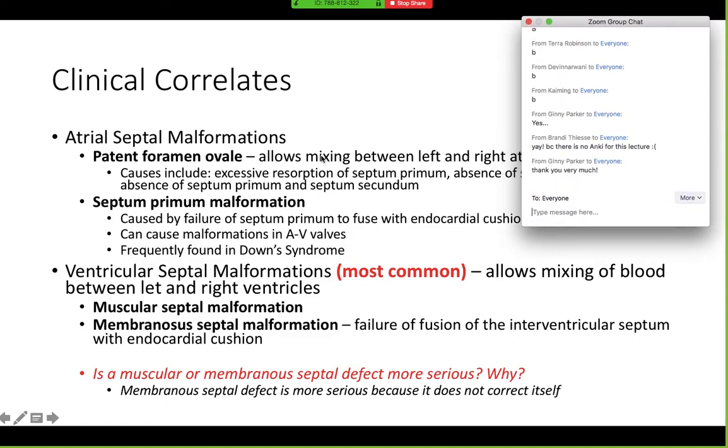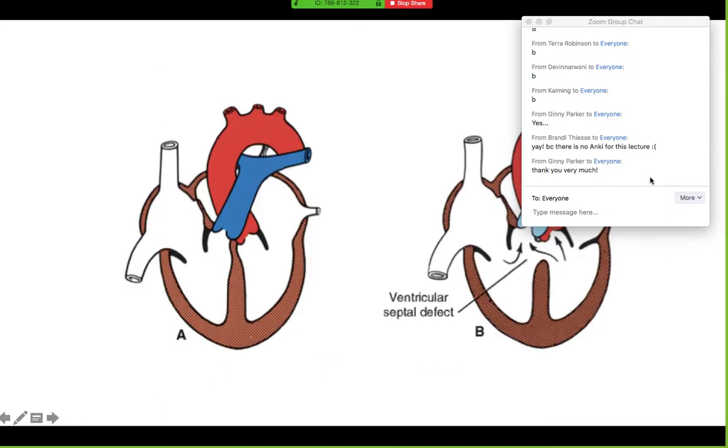So I put this in bold and red because this was the only thing I believe in his presentation that he took the time to circle in red and really make a big deal about. So ventricular septal malformations are the most common heart malformation, and they're going to allow for mixing of blood between left and right ventricles. And then also important to know is that a membranous septal defect is going to be more serious because it's not going to correct itself on its own.